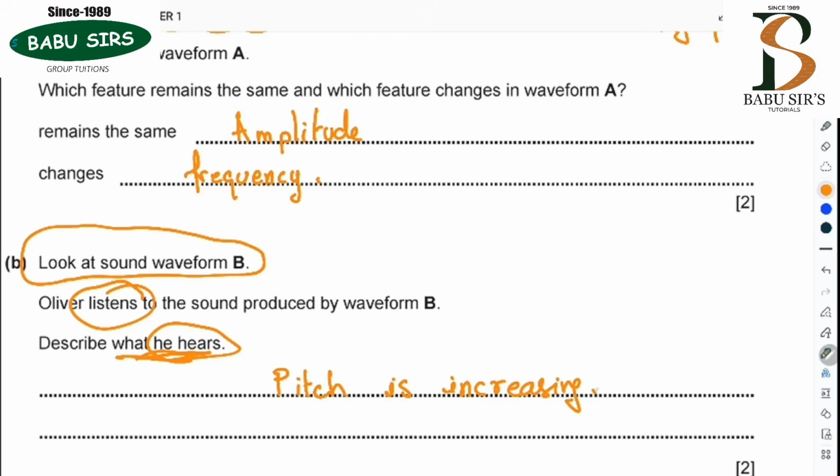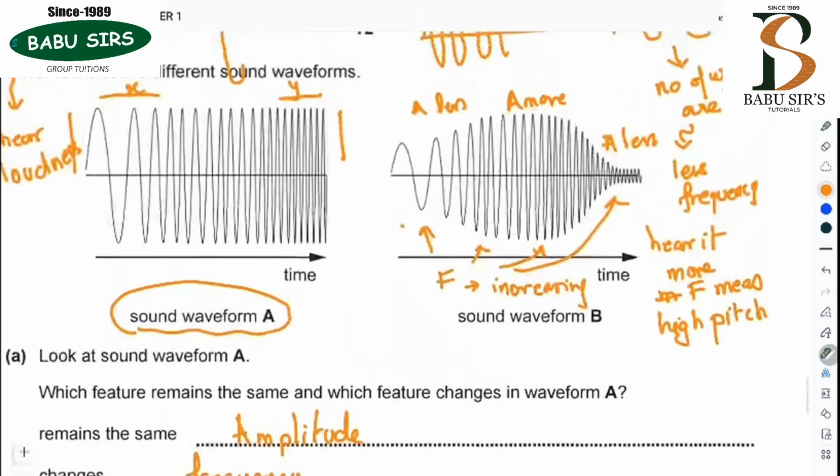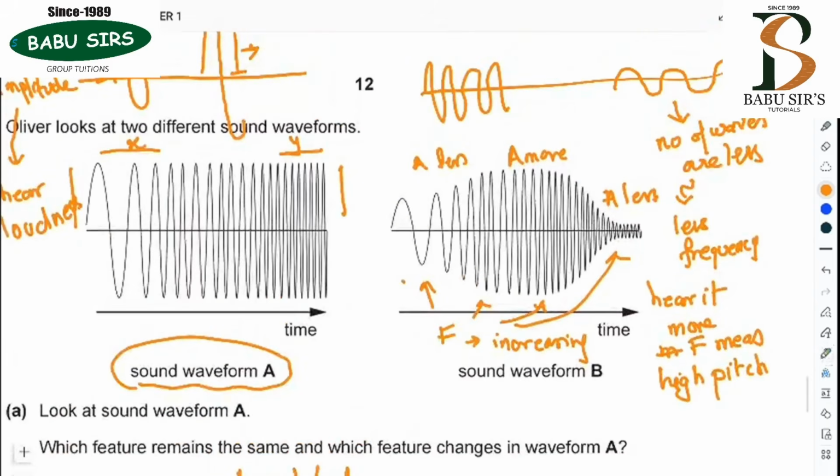Second, what is he hearing again? So first, the loudness is increasing, and then decreasing. You will not write the amplitude, you have to write what he hears. So you can see here, I have written, first it is increasing, it is becoming more, and then it is becoming less.